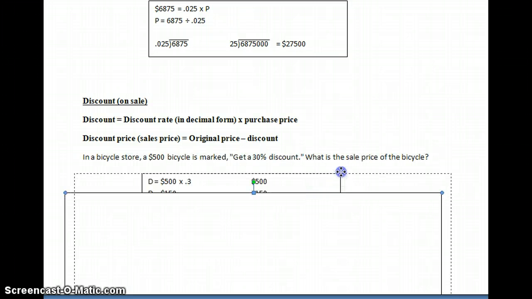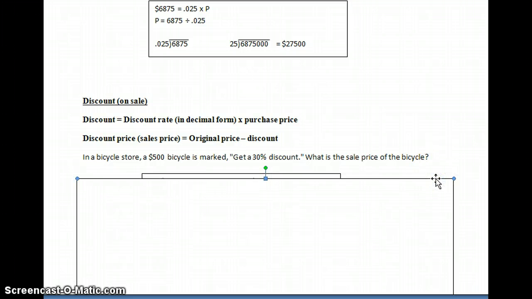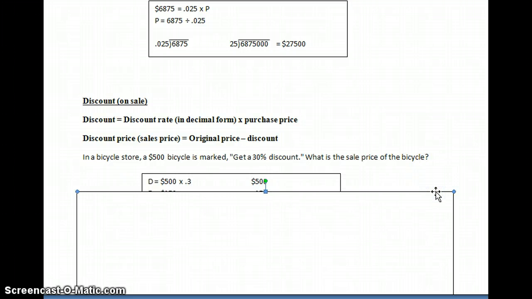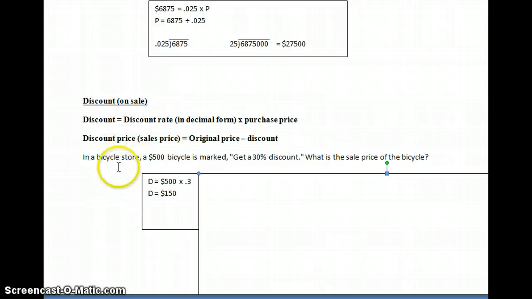So, we'll say, for example, in a bicycle store, a $500 bicycle is marked with a 30% discount. What's the sale price of the bicycle? So you know you're going to spend less than $500. So first I need to go to my formula, and I'm going to multiply my 500 times 30%. Remember, I moved my decimal two places.